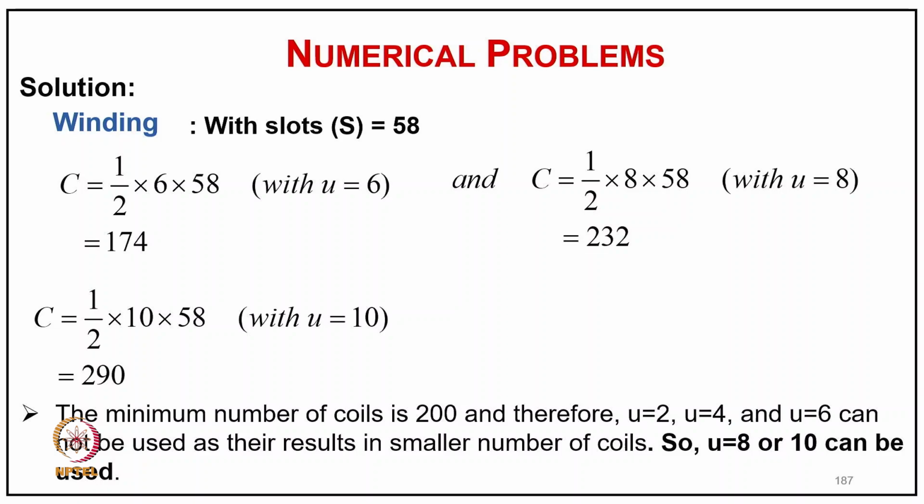Now with the winding for slot equal to 58, C comes to 58 for U equal to 6, 232 for U equal to 8, and 290 for U equal to 10. So the minimum number of coils is 200, and therefore U equal to 2, 4, and 6 cannot be used, as they result in a smaller coil. So U equal to 8 or 10 can be used.